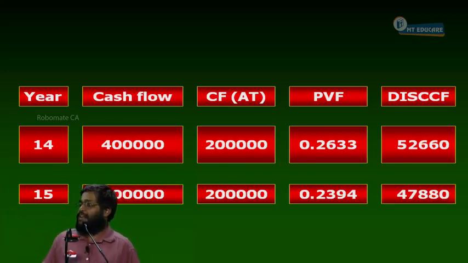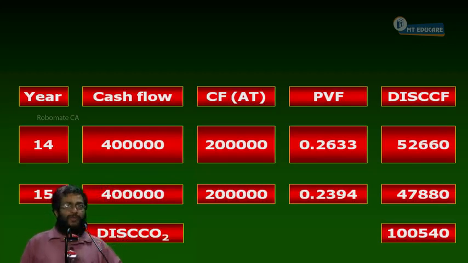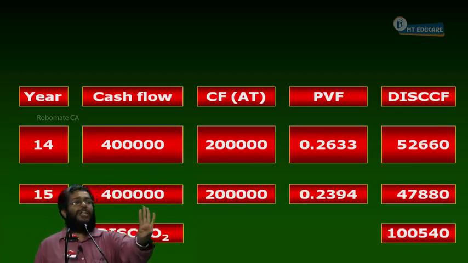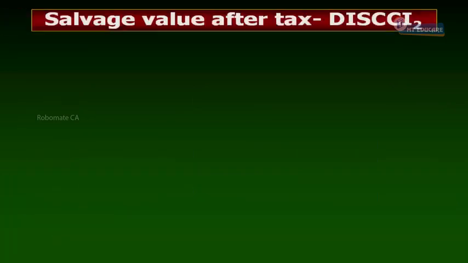Now, please tell me the total repair here. How much will it be, sir? 1,00,540. Total is 1,00,540. We have completed how many steps here? 4 steps. All the 4 are done to calculate the amount to be recovered from the lessee. Yes or no? Step 4 or step 5? Yes, step 5. Write down.